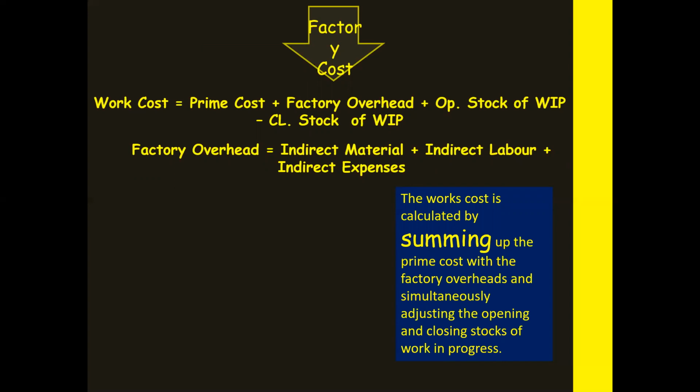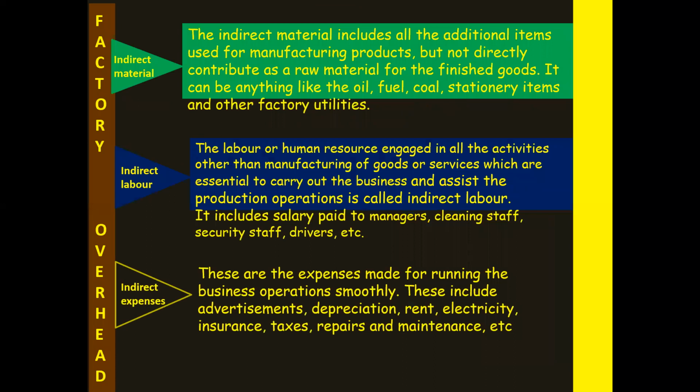So the factory cost itself includes the prime cost, and then it adjusts the opening stock of work in progress and includes factory overhead. The factory overhead is a summation of three things, that is indirect material, indirect labor, and indirect expenses. Now let's talk about all these indirect things that the factory overhead includes. The first one is indirect material. The indirect material includes all the additional items used for manufacturing products but not directly contributing as a raw material for the finished goods. It can be anything like oil, fuel, coal, stationery items, and other factory utilities.